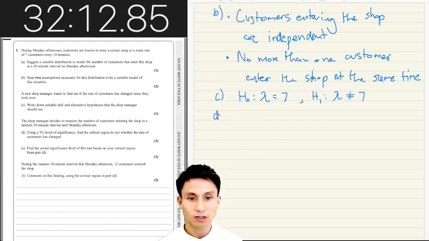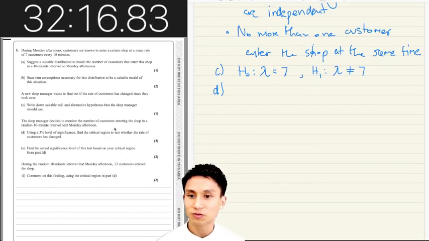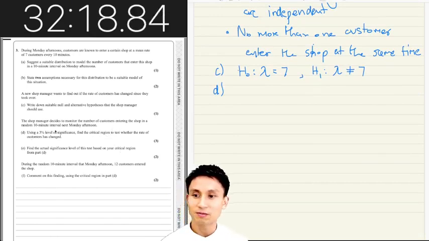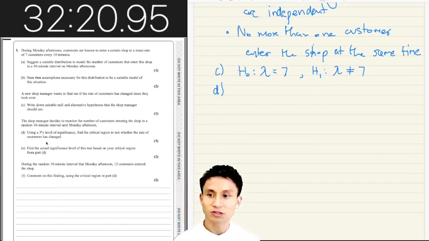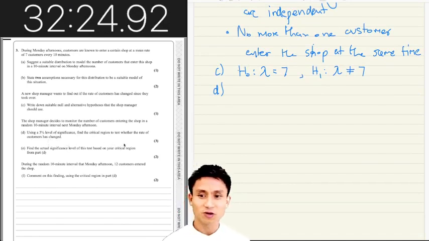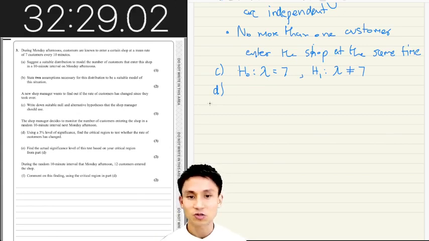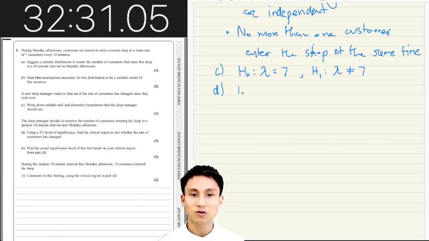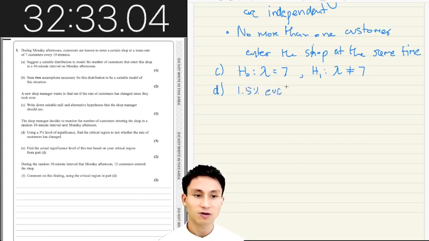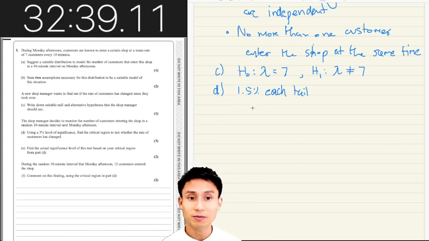Okay, so D, the shop manager decides to monitor the number of customers entering the shop in a randomly 10-minute interval next Monday afternoon. Use 3% level of significance. That's weird. Okay. Find a critical region to test whether the rate of customers has changed. Okay, so this is 2 tail. So that means we got to do 1.5% each tail, right? Okay. So, yeah, the same 10-minute interval.